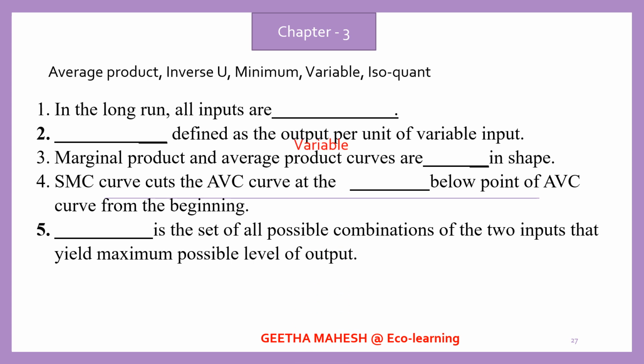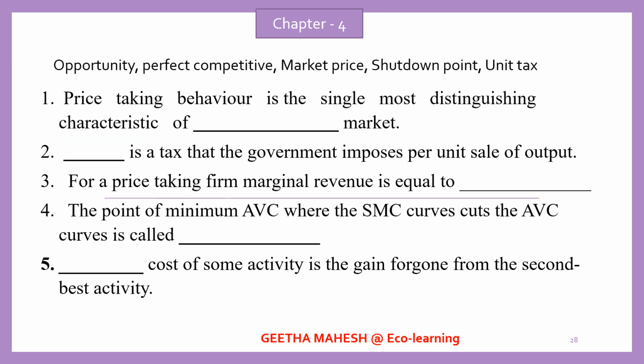In the long run, all inputs are variable. Blank defined as output per unit of variable input, that is average product. Marginal product and average product curves are inverse U shape. SMC curve cuts AVC curve at the minimum point of AVC curve from the beginning. Blank is set of all possible combination of two inputs that yield maximum level of output, that is isoquants.